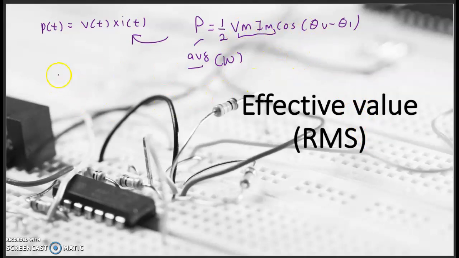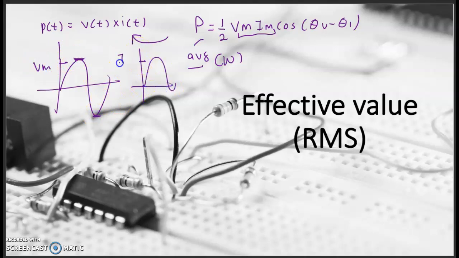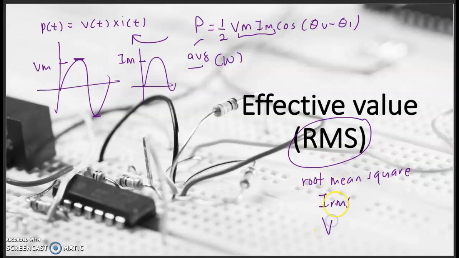So what are Vm and Im? They are the peak values. This is a sinusoid, right? So this is the peak value, either up or down. If it is Im, here is the peak value. Now I'm going to introduce another term called the effective value, or what we call root mean square. It can be either current RMS or voltage RMS.